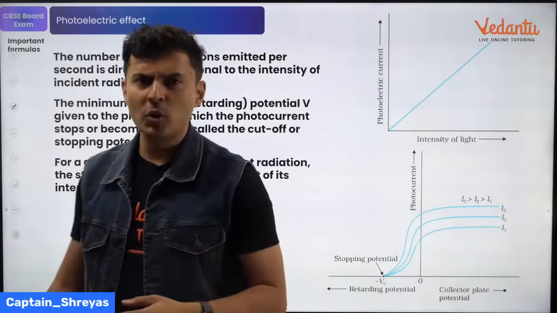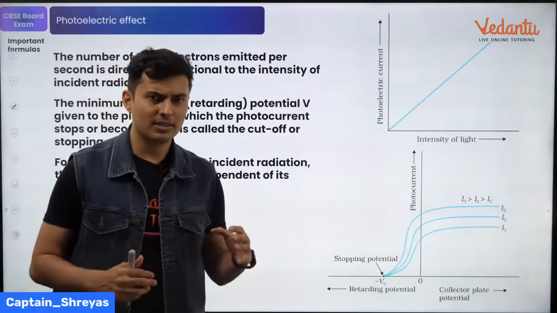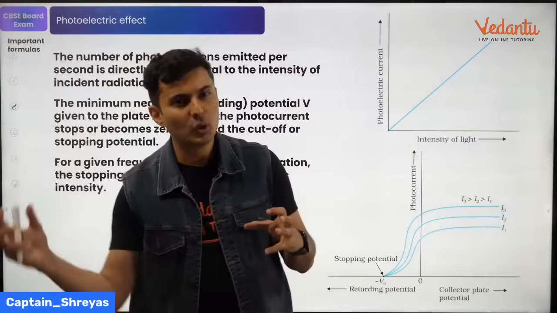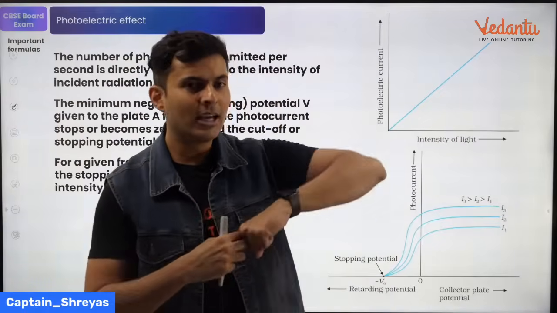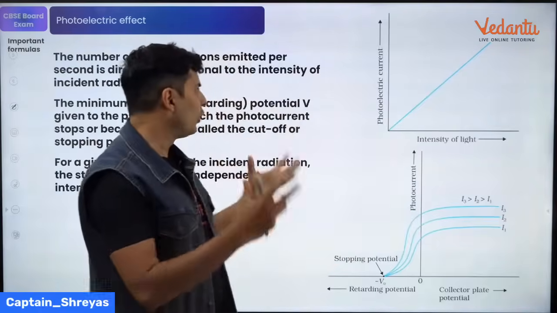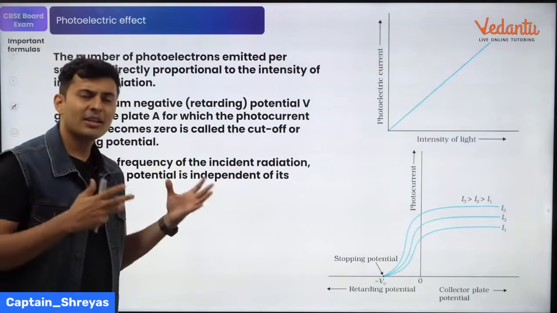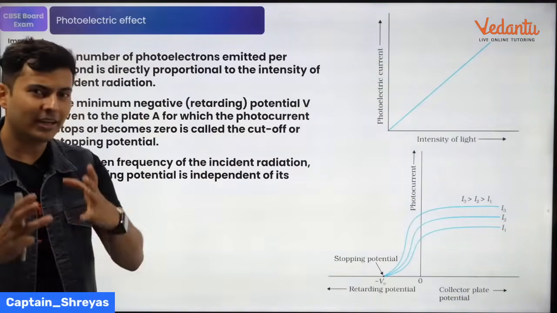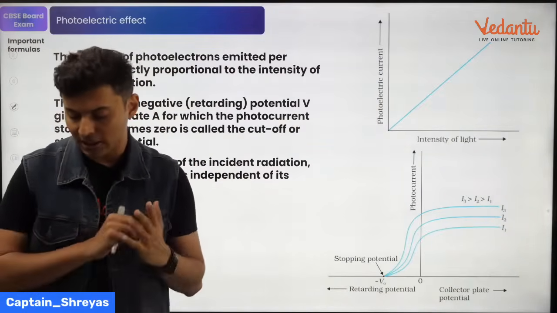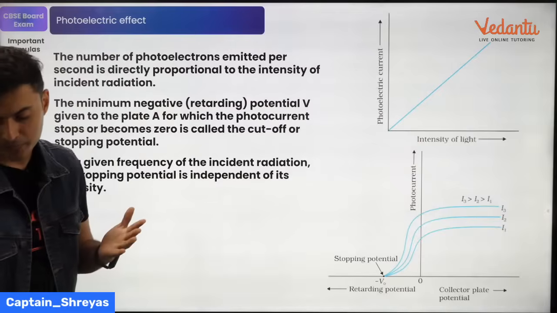Now, what is the photoelectric effect? I've just explained it to you. When light of sufficient frequency falls on a surface, then the energy of light gets utilized in plucking out that electron, and the electrons get knocked out. Those electrons are called photoelectrons, and the effect is called the photoelectric effect. See how beautifully I'm explaining it to you. That's how you're going to write it in the exam also.